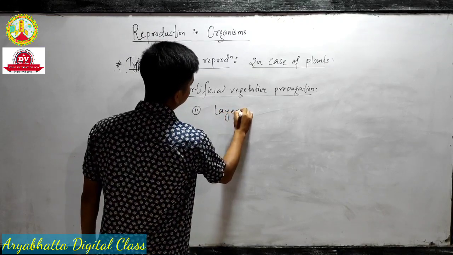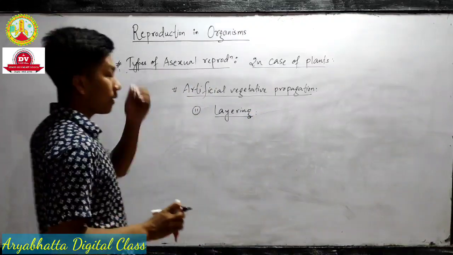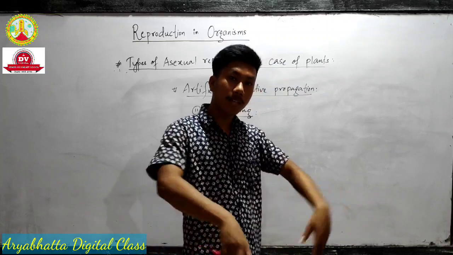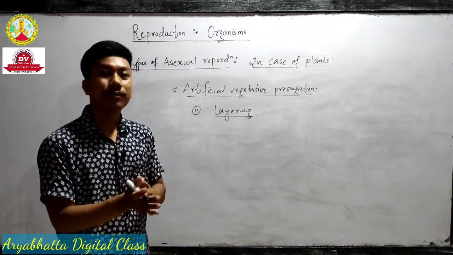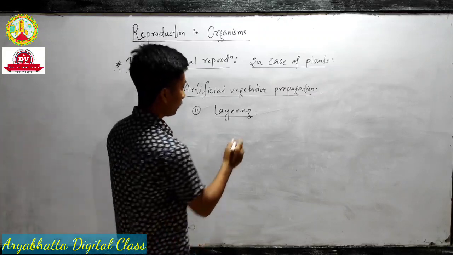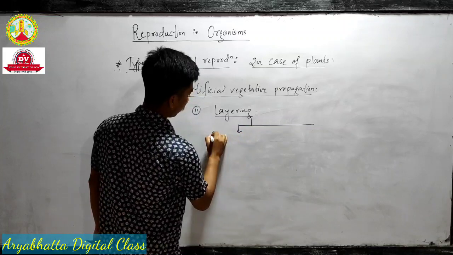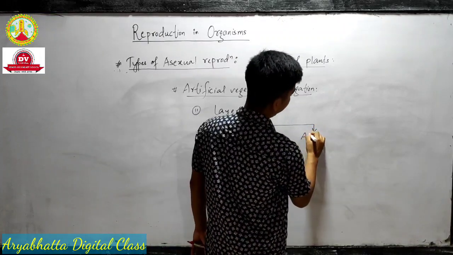Layering. Again, the name suggests the meaning. Layering means something we cover with something. We layer something. So layering can be of 2 types: ground layering and air layering.